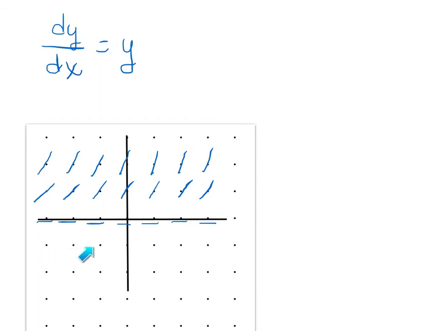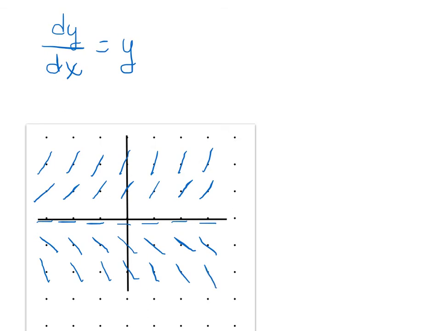Now let's go down here. Here all the y values are -1, so the slope will be -1, and I'll draw slopes of -1 there. And if we go down to the next row where y is -2, we'll get slopes of -2.